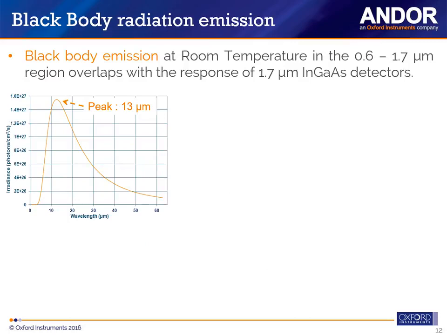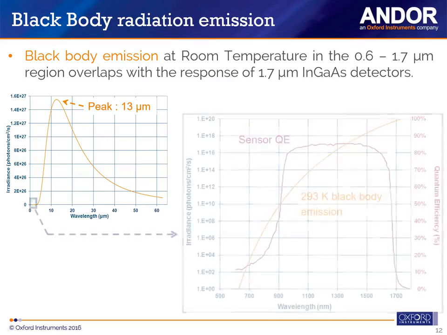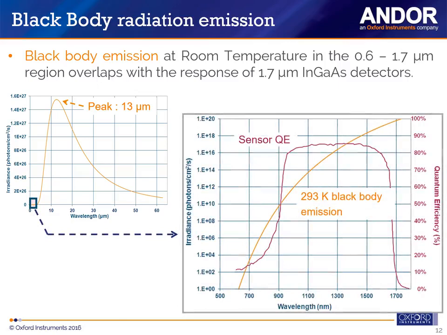So if you're looking at the blackbody emission profile at room temperature, you can see that this is a very broad emission. It peaks at room temperature, 20-25 degrees, around 13 microns. So the peak is actually well away from the response of a detector. But if you zoom a little bit on the region that overlaps with a sensor quantum efficiency, you have some irradiance photons that are still being emitted by the black body at this room temperature, and that will be detected by the sensor.